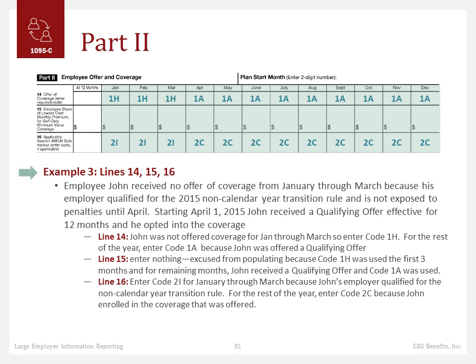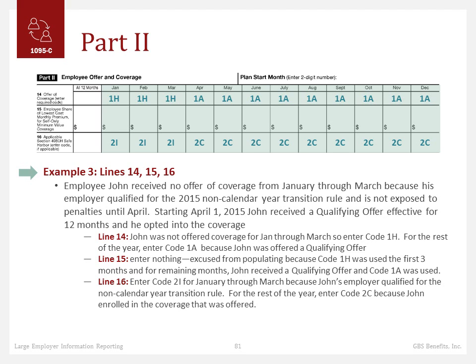So how do we fill out the form? So for the first, on line 14, for the first 3 months, you are going to enter 1H. That is no offer of coverage. On line 15 for those first 3 months, you're going to enter no dollar amount, because whenever you enter 1H, you don't have to enter a dollar amount. And then on line 16, you're going to enter code 2I. That is the special code just for those employers who qualified for the non-calendar year transition rule. And it applies for January, February, and March.